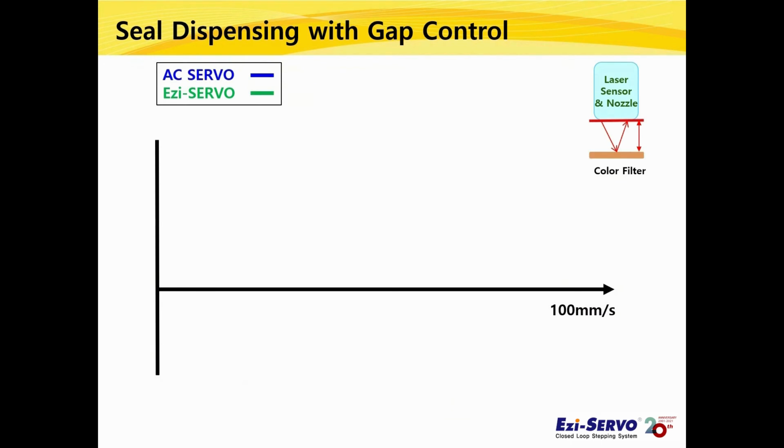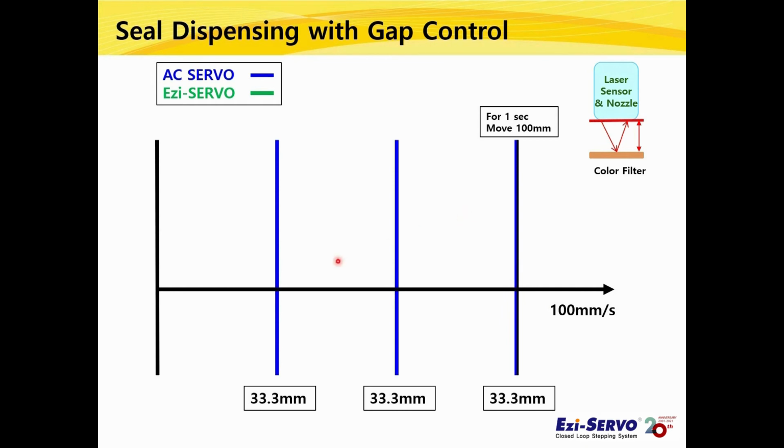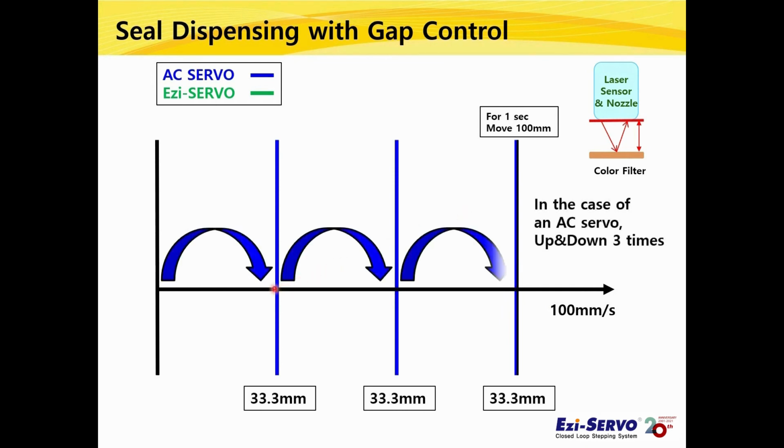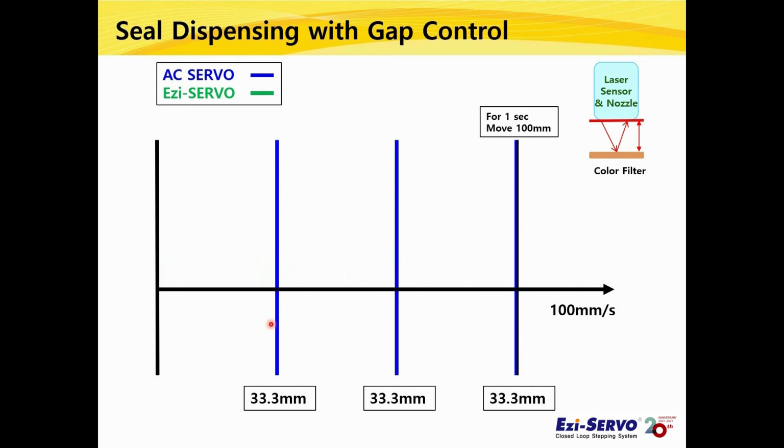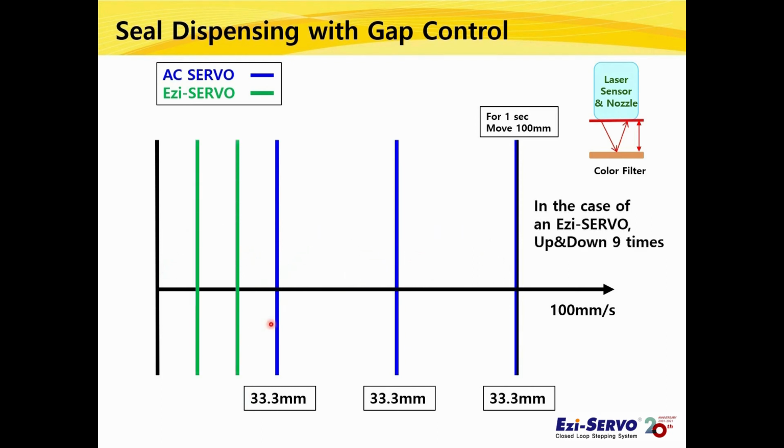For example, if the speed at which the glue is dispensed is 100 mm per second, it will move 100 mm in 1 second. And if you use an AC servo, the gap control, that is, up and down, is done 3 times. So the point to be corrected will be once every 33.3 mm. However, since Ezi-SERVO does this up-down motion 9 times at the same time, it will add 3 corrections even between 33.3 mm.